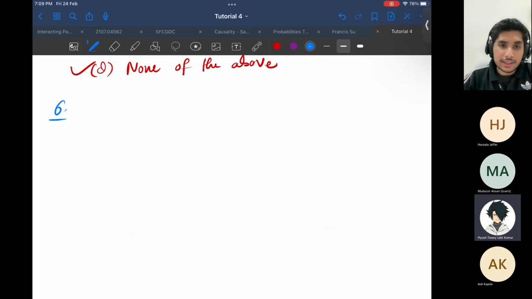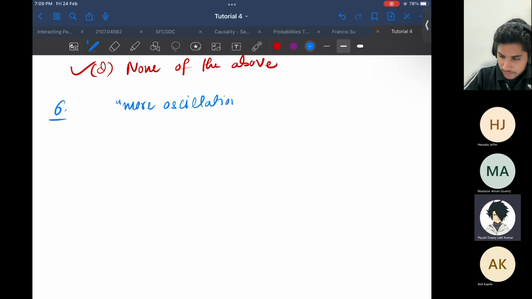There is a sixth question which says, which of the following algorithms will result in more oscillations in the parameters during the training process of the neural network. Okay, so we are asked about more oscillation. What are the options?